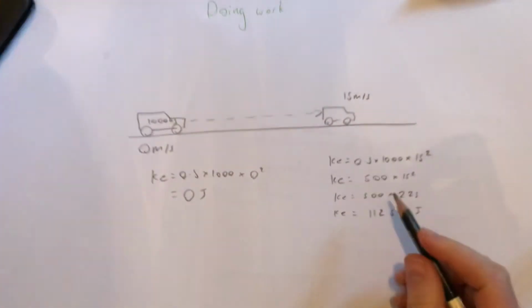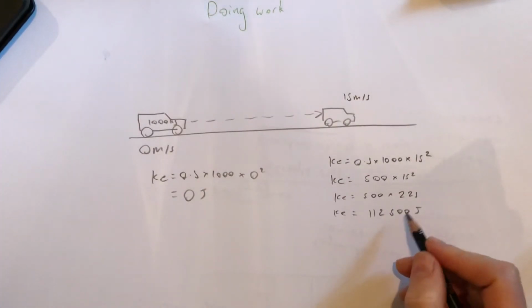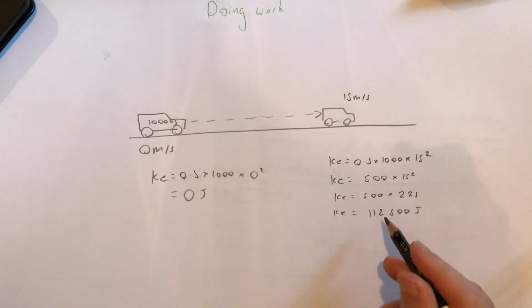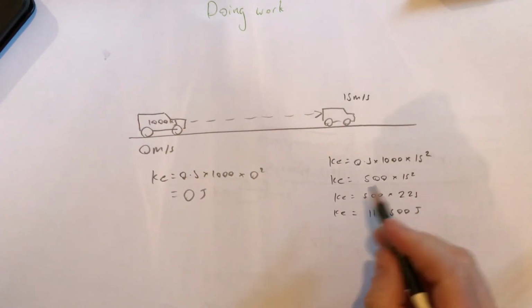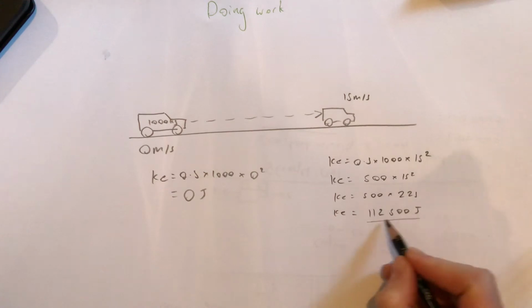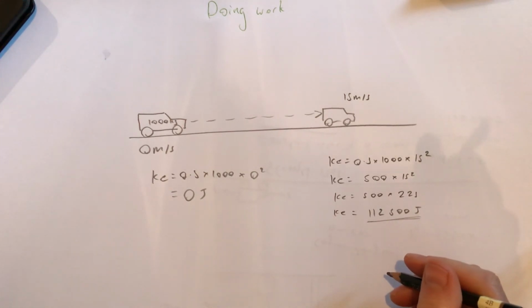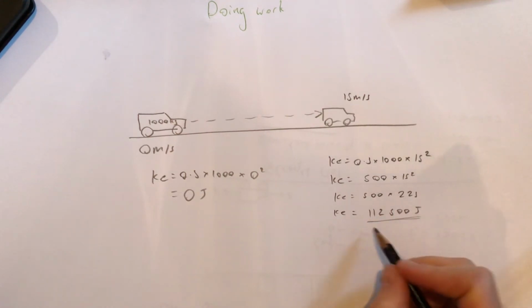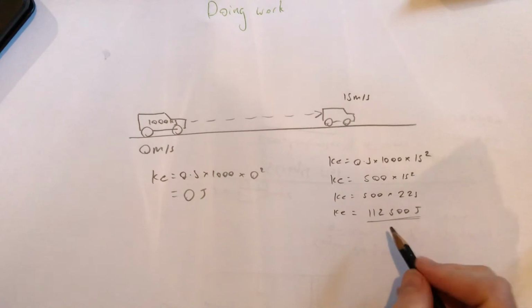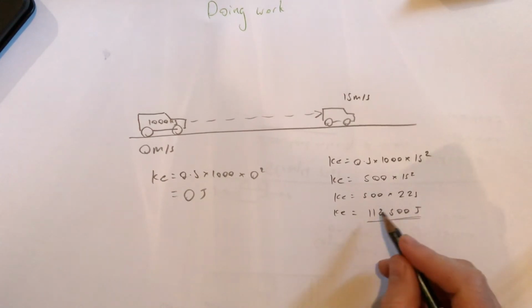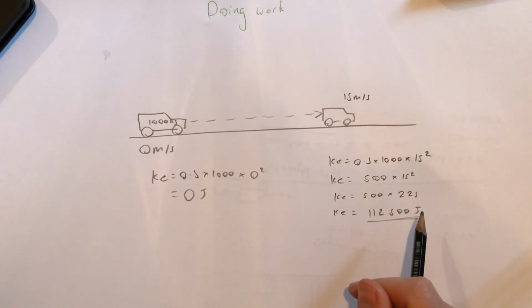So what we can also see from this is that the engine has done a certain amount of work to give it this amount of kinetic energy. Now, again, we're thinking about this in simplified terms. For example, if we ignore air resistance, it makes things much, much simpler. But anyway, that's the amount of work that has been done by the engine in this case.